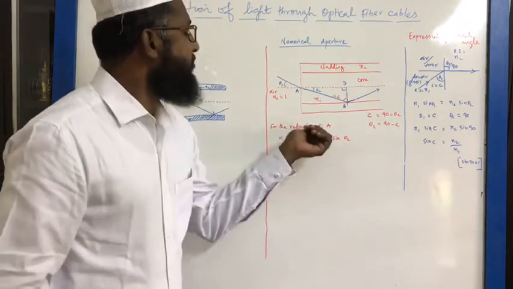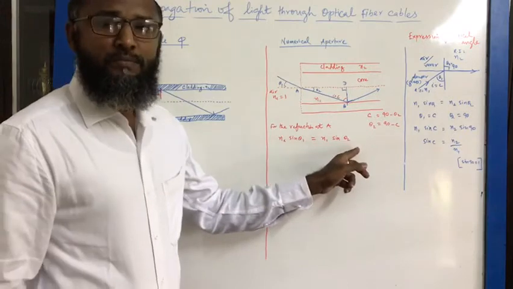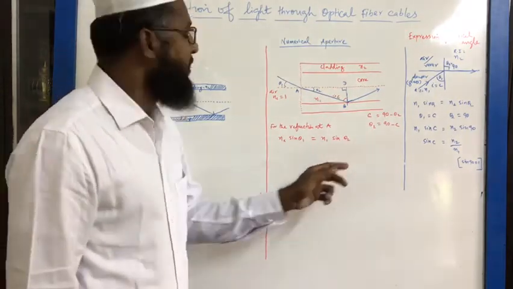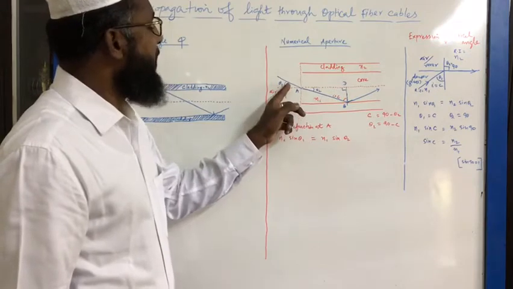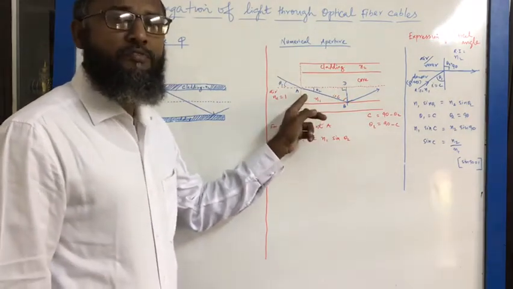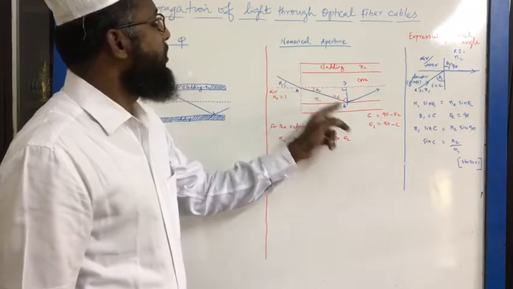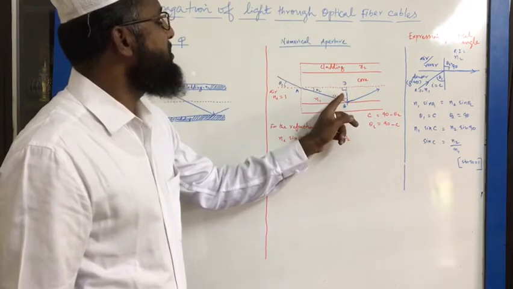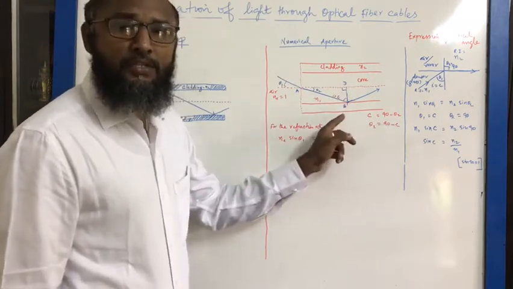Now for this refraction at A, you can apply this equation based on Snell's law. That is N0 sine theta 1, that is marked here, equals N1, the refractive index of the core, times sine theta 2, and we have used the critical angle and got the relationship between C and theta 2.